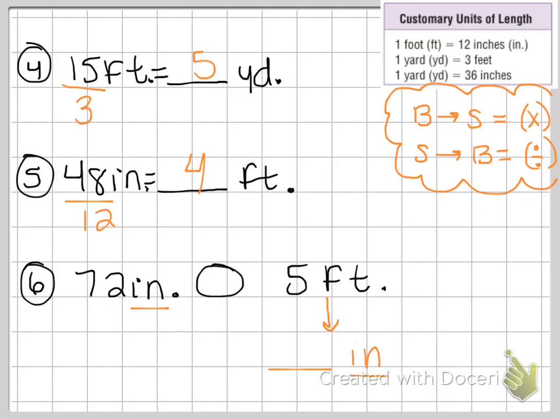So 5 feet is equivalent to blank inches. I know that there are 12 inches in every foot, and I'm going from a bigger unit to a smaller unit, feet to inches. So I'm going to multiply 5 by 12 and get 60 inches. Now I compare 72 to 60 inches and see which one is greater. Well, 72 inches is greater, so therefore 72 inches is greater than 5 feet.